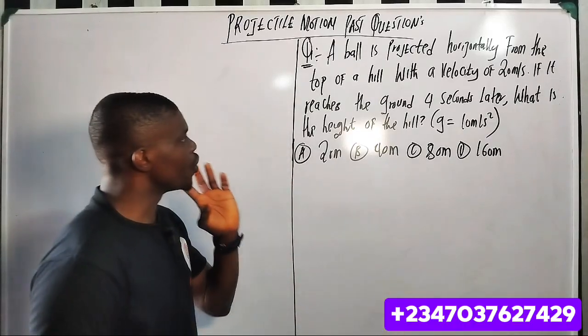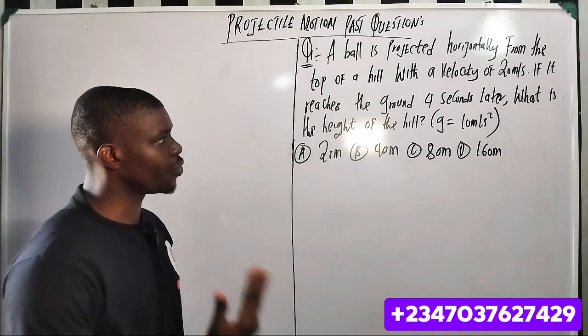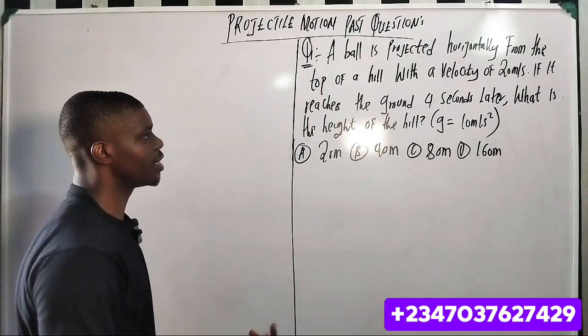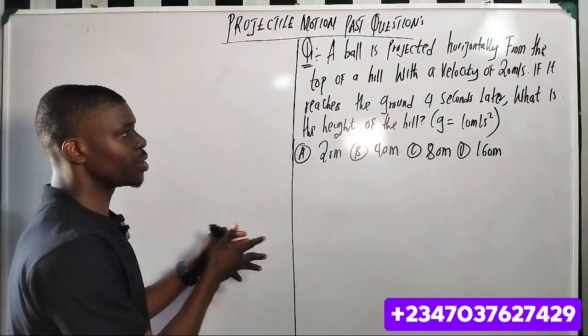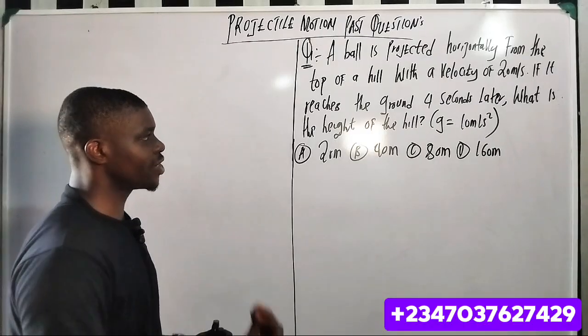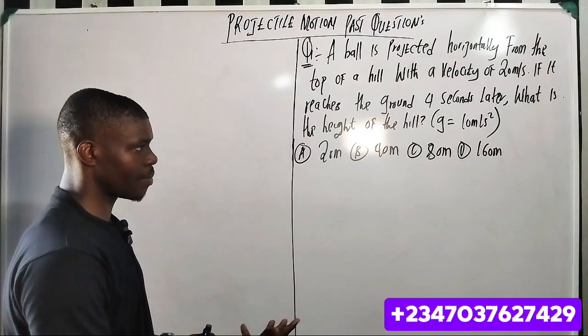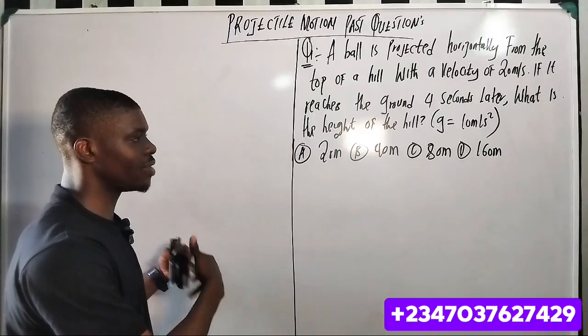Now here we have: a ball is projected horizontally from the top of a hill with a velocity of 20 meters per second. If it reaches the ground 4 seconds later, what is the height of the hill?